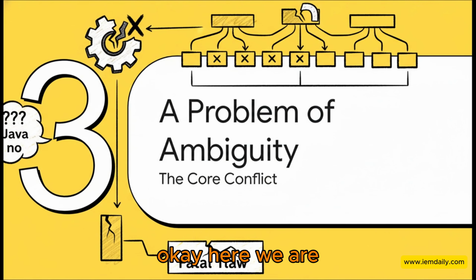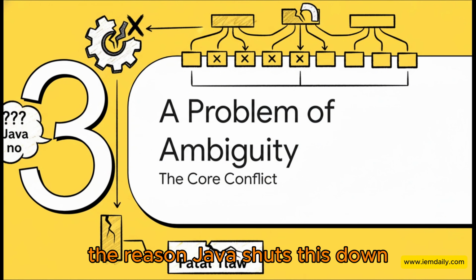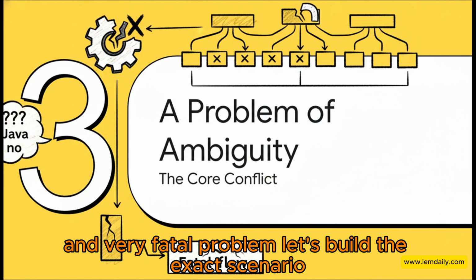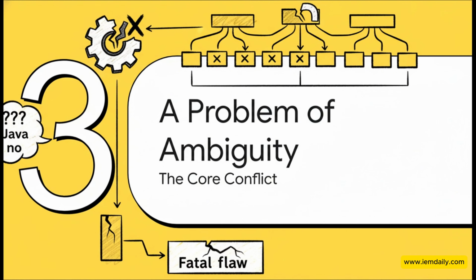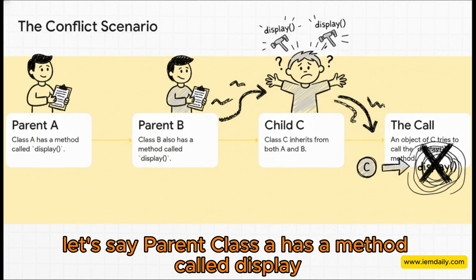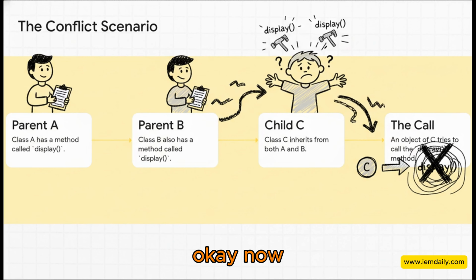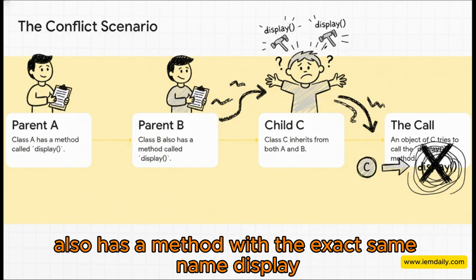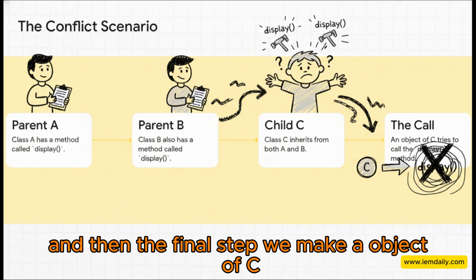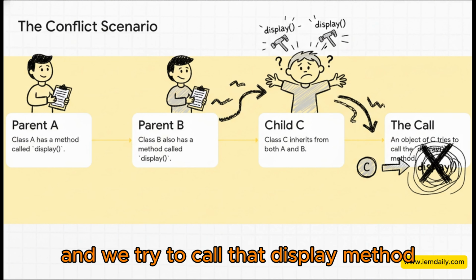Okay, here we are. This is the heart of the whole issue. The reason Java shuts this down is to avoid a very specific and very fatal problem. Let's build the exact scenario where the whole system just breaks. So, follow me here, step by step. First, let's say parent class A has a method called display. Okay? Now imagine parent class B also has a method with the exact same name, display. Step 3, our child, class C, tries to inherit from both A and B. And then, the final step, we make an object of C and we try to call that display method.